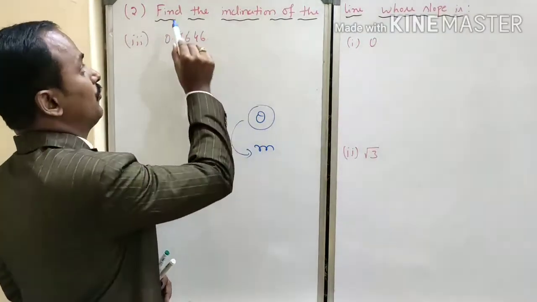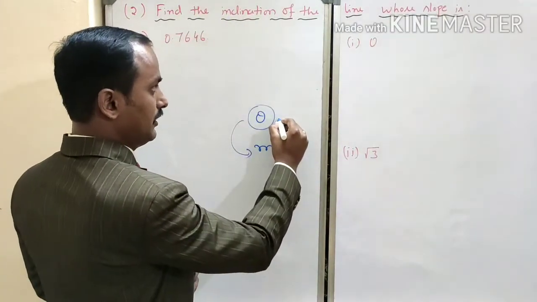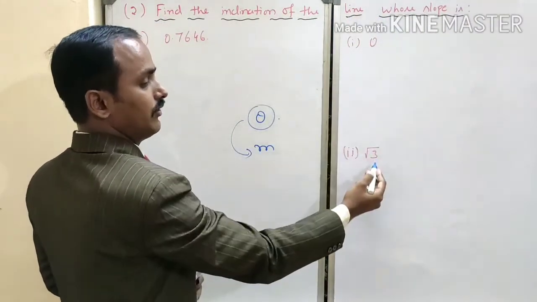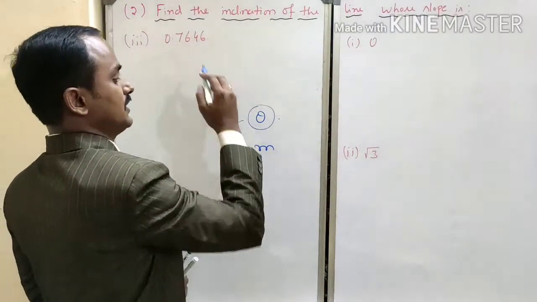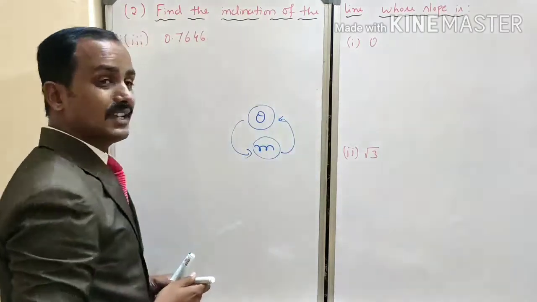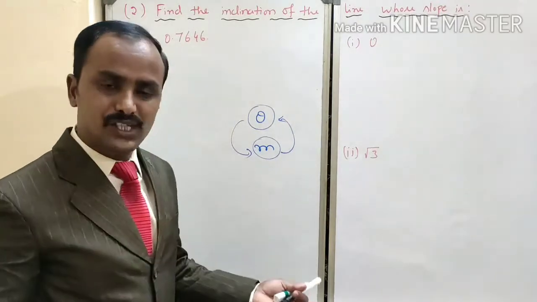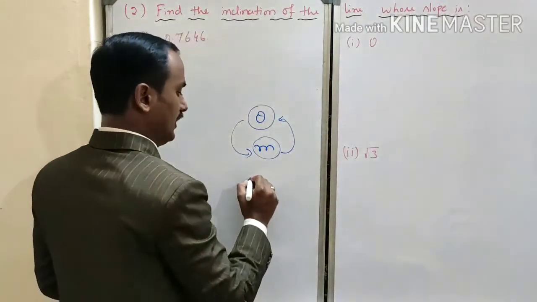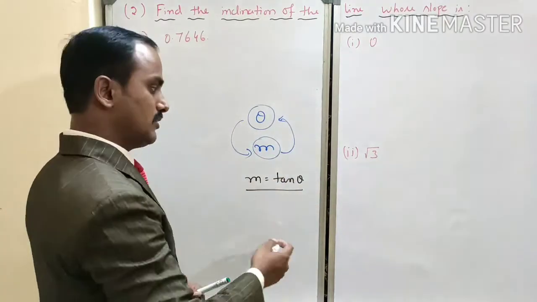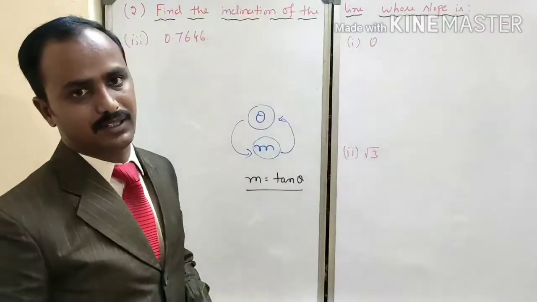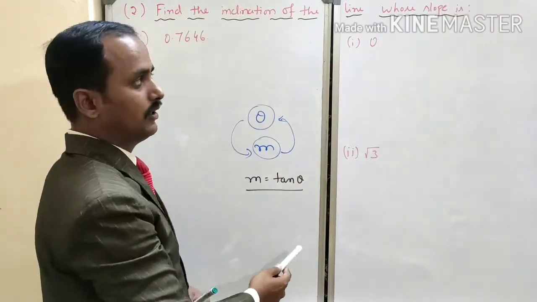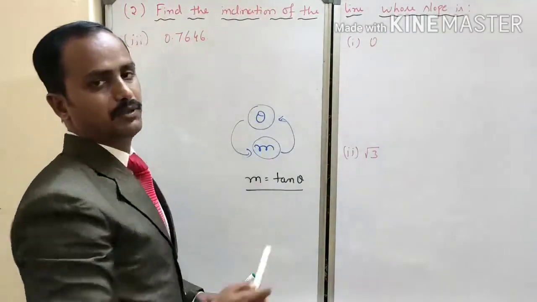Now in the second main problem, find the inclination. I am going to find it for the lines whose slope is: the first one, slope is 0; the second one, slope is root 3; the third one, 0.7646. Now with the help of slope, I am finding inclination, vice versa. These two are related by the formula you know, dear children, m is equal to tan theta. By using this formula, in the first main problem I used this formula, and in the second main problem I also use this formula. Understanding? If they give slope and ask to find the inclination, use this formula only. If they give inclination and ask to find the slope, use this formula only, dear children.